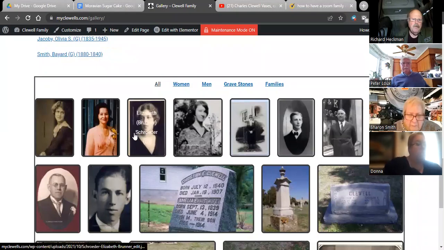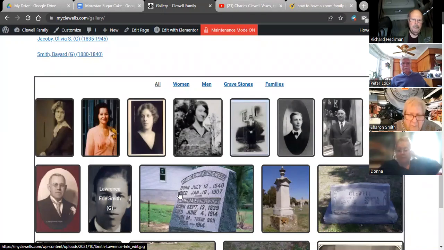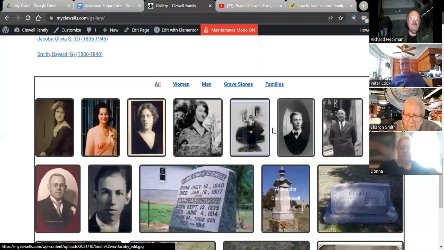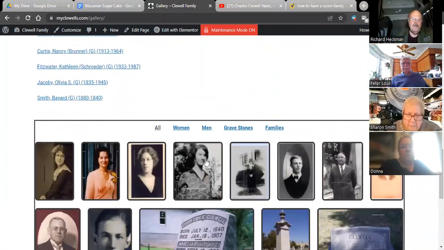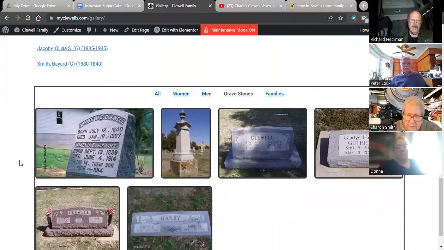And you can hover over a person's picture and their name and maybe a little piece of information will appear. That's all the photos I have right now, but I also have them grouped. So if I just want the men who are represented here, I can click on men, and all the guys, their pics will open up. Here are all the gravestones that I have.